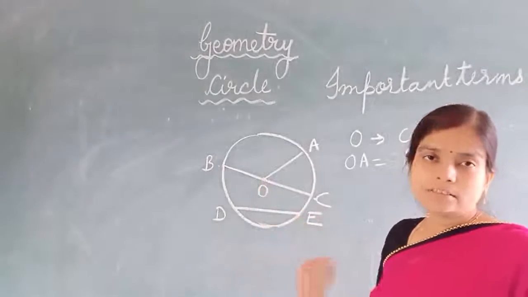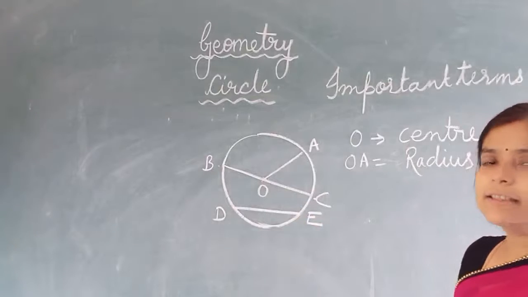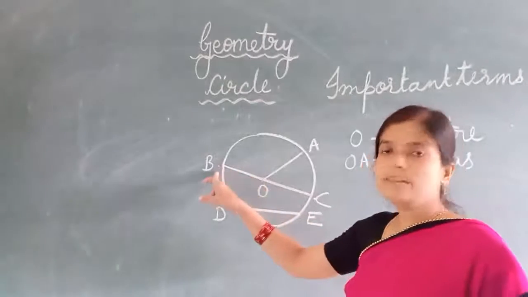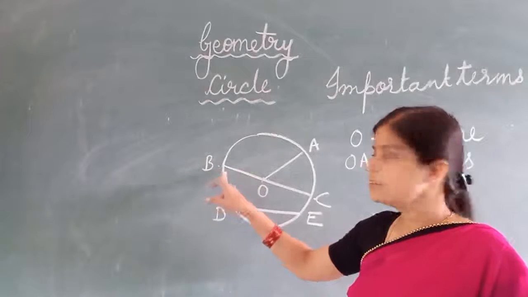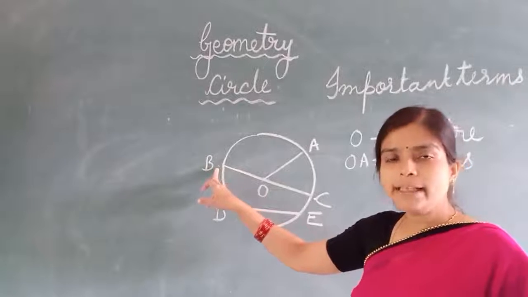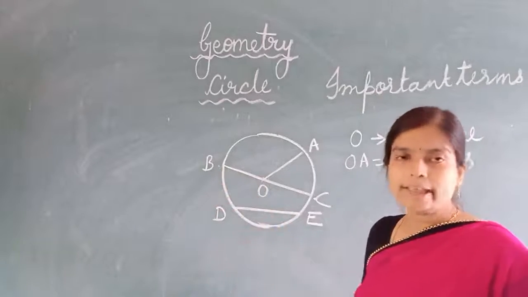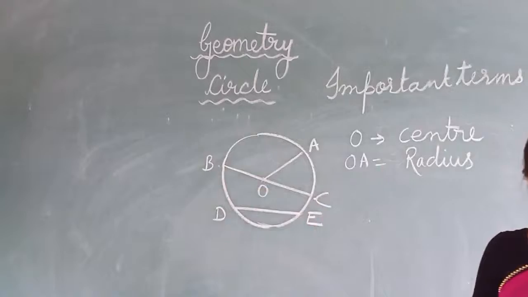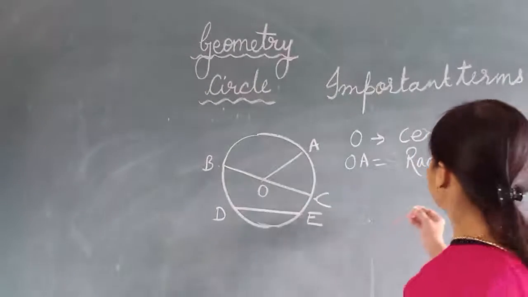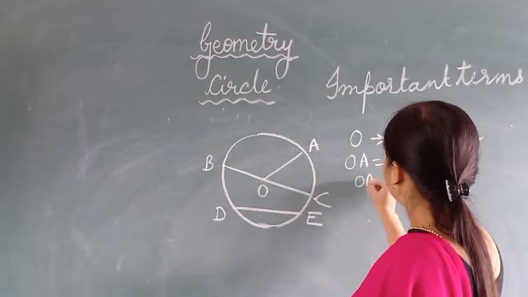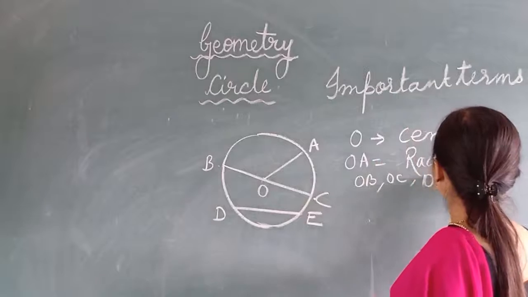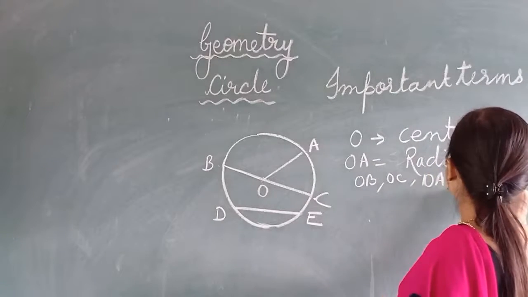What is the definition of the radius? Radius is the line segment from the fixed point to the point on the circle. So here is the fixed point O and B is the point on the circle. So OB is also a radius and OC is also a radius, and plural of radius we say radii. So OB, OC, OA all are what? Radii. Okay.